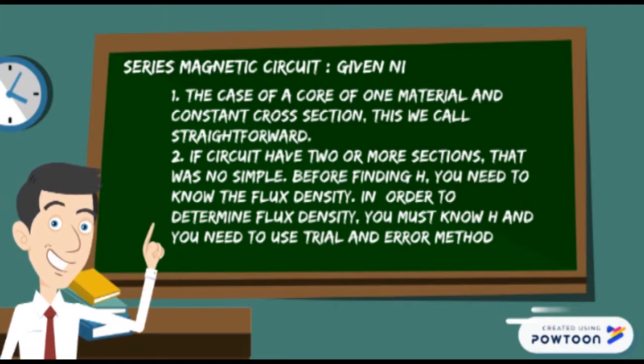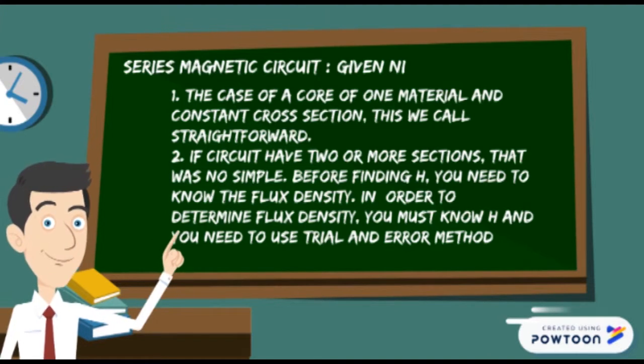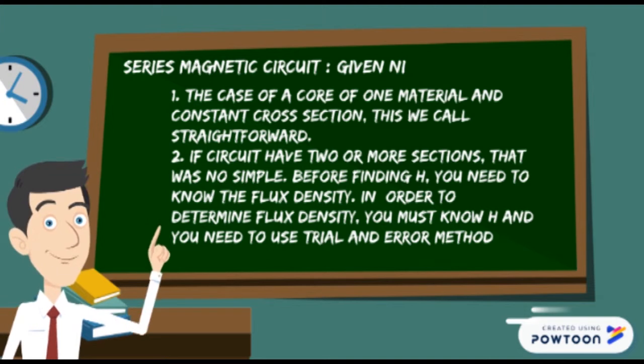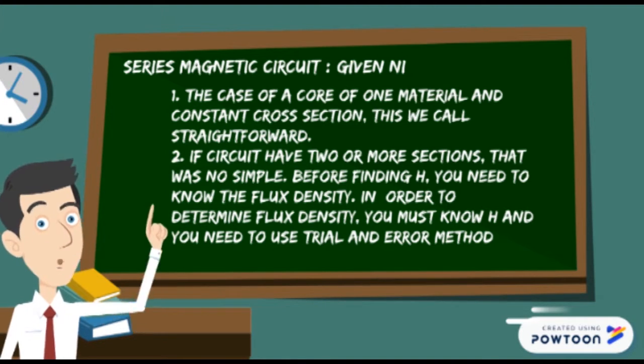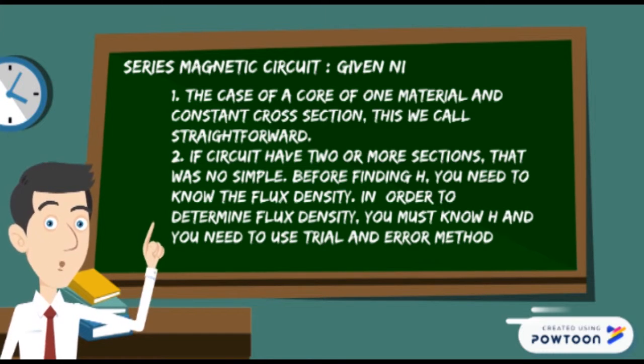Series magnetic circuit. A core of one material with constant cross section is straightforward. But for two or more sections, the process is not simple. Before finding H in any section, you need to know the flux density. To get around this problem, use trial and error.